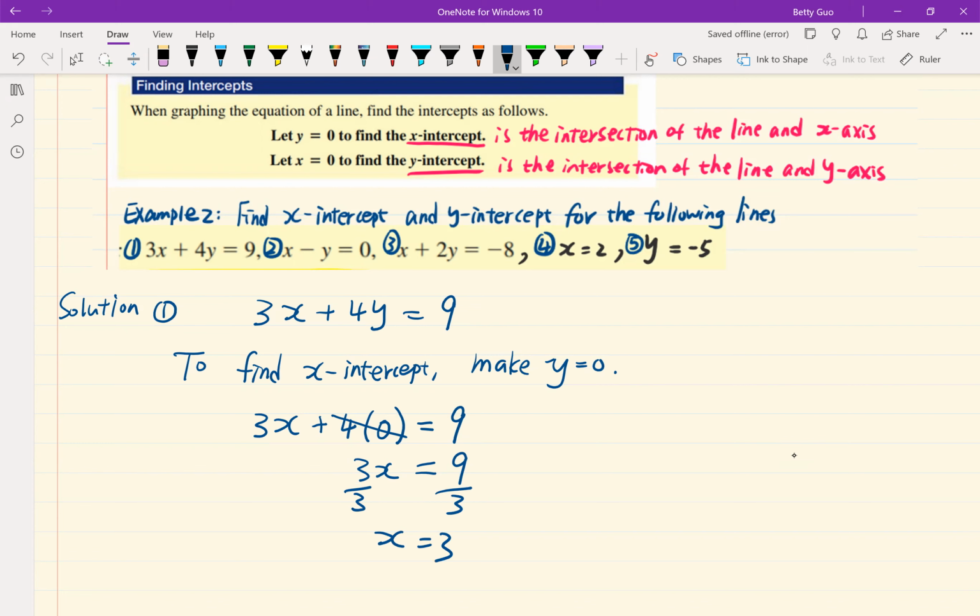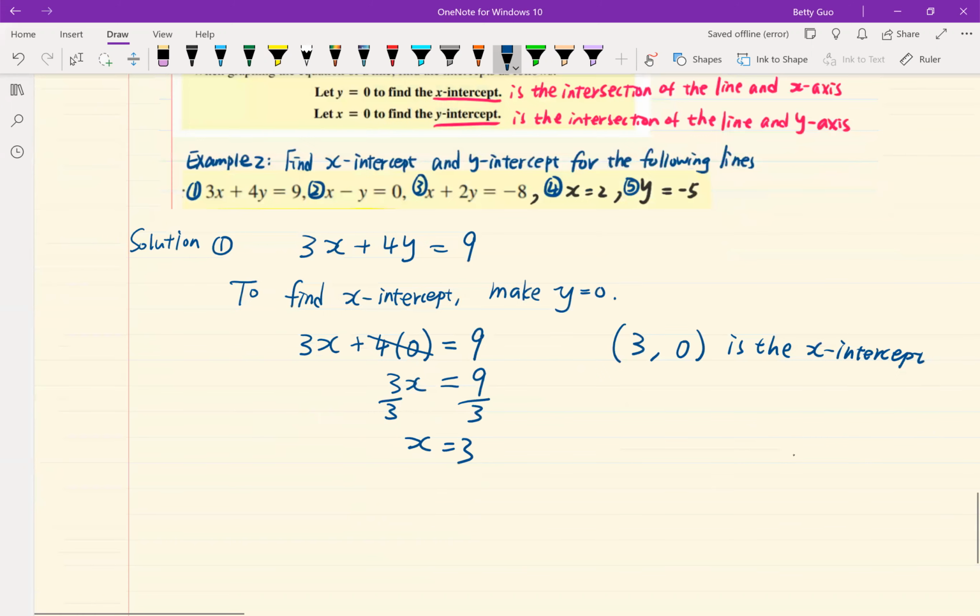Solve for x. Once we have x, the x equals 3 corresponds to y equals 0. So this ordered number pair 3, 0 is a solution of the equation. 3, 0 is the x-intercept. Make sure you know x-intercept of a straight line must have y equals 0 because it must be on the x-axis, right? Do you see that?